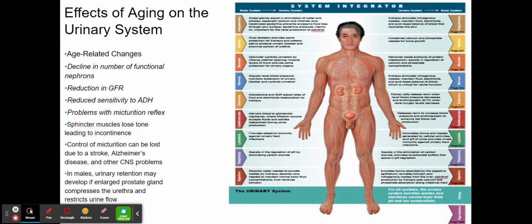Three factors are involved in such problems: 1. The sphincter muscles lose muscle tone and become less effective at voluntarily retaining urine. This leads to incontinence, often involving slow leakage of urine. 2. The ability to control micturition can be lost due to stroke, Alzheimer's disease, or other CNS problems affecting the cerebral cortex or hypothalamus. 3. In males, urinary retention may develop if the prostate gland enlarges and compresses the urethra, restricting the flow of urine.